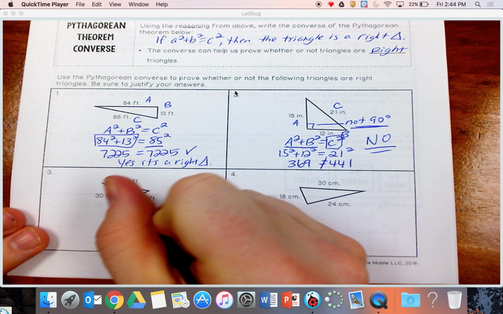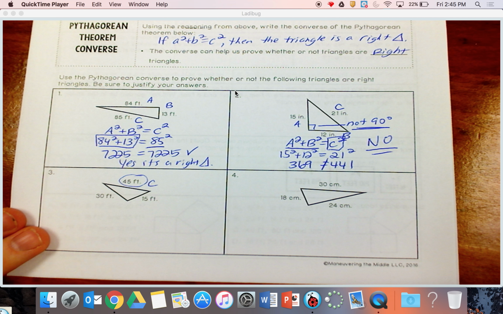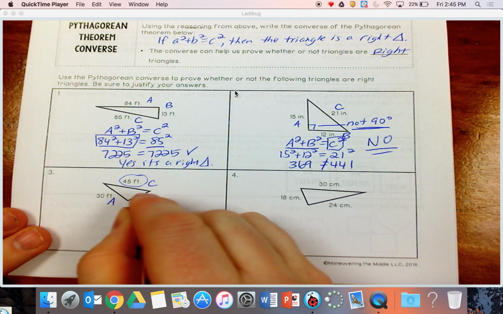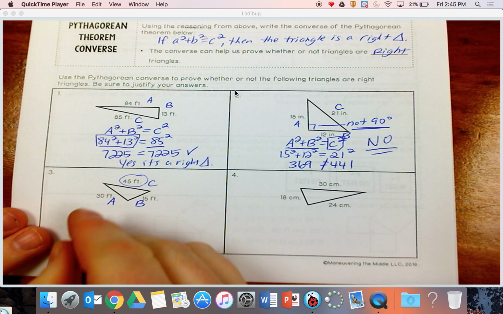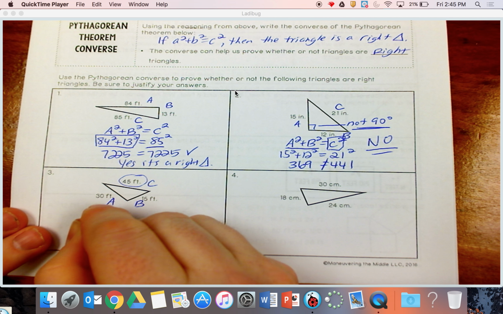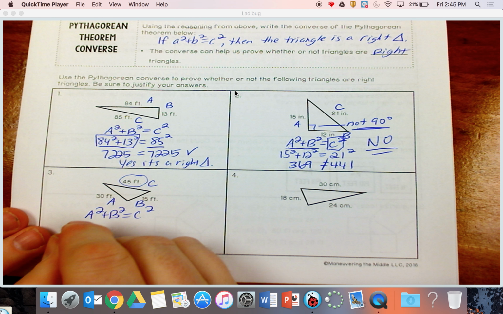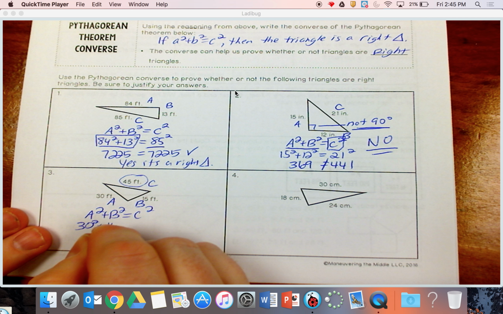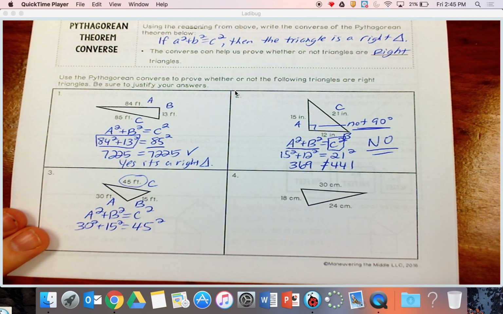So here we go. This is my hypotenuse because it's the longest side, 45. These are my suspected legs. Let's see if it is a right angle triangle or not. So I'm going to put it in here. A squared plus B squared equals C squared. I put in my A, 30 squared. My B is 15 squared. And my C is 45 squared.